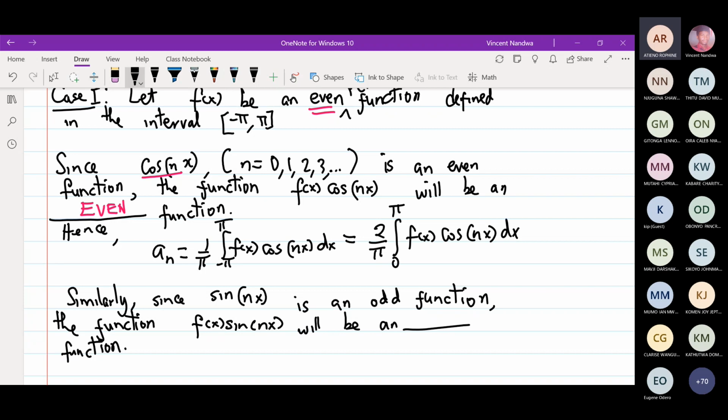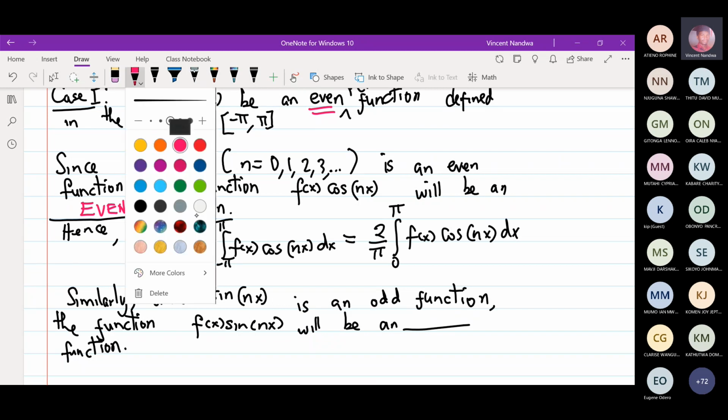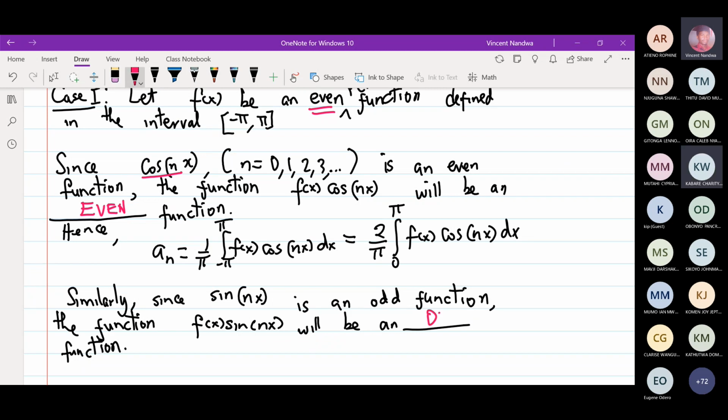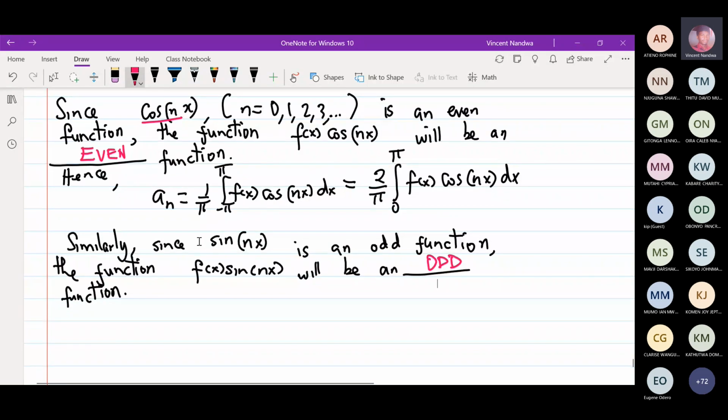Odd. It will be an odd function, because now we are multiplying an even function times an odd function. Remember, in this first case, we are discussing f of x that is always known to be even. Now, when you multiply an even function times an odd function, we get an odd function. So the product f of x sine of nx will always give us an odd function.